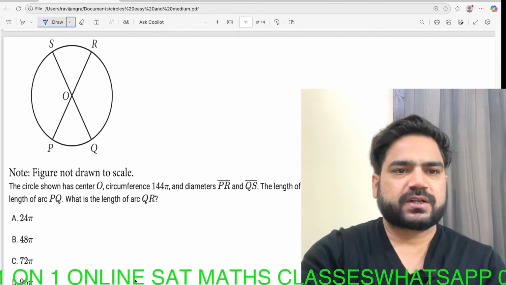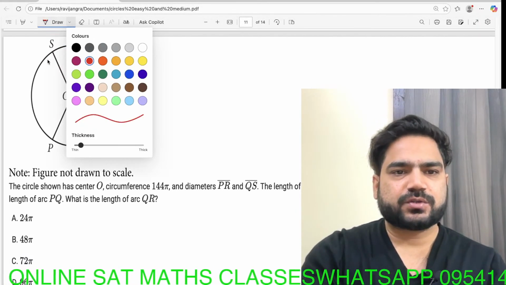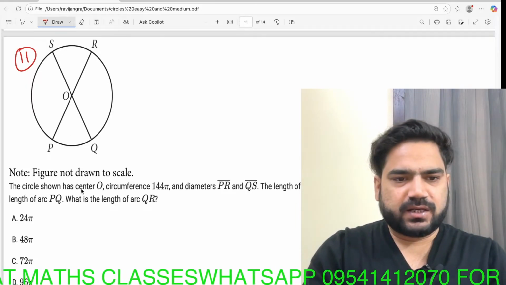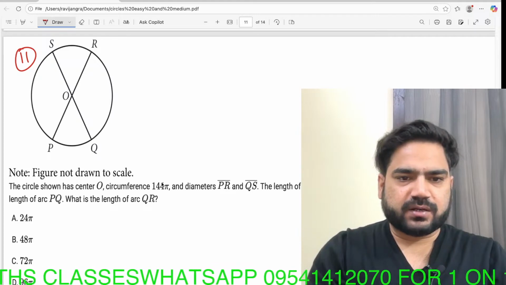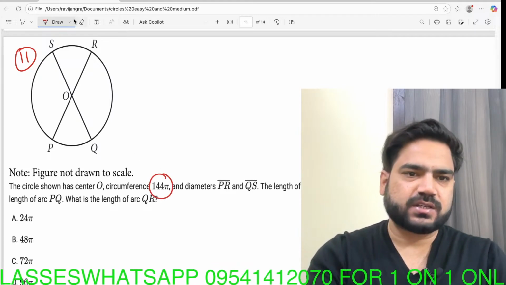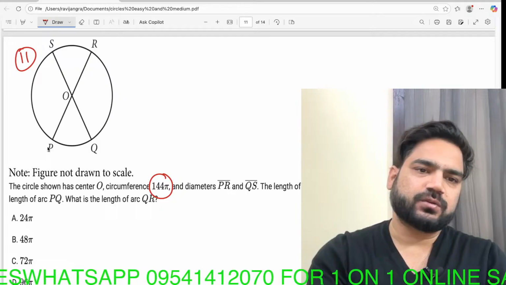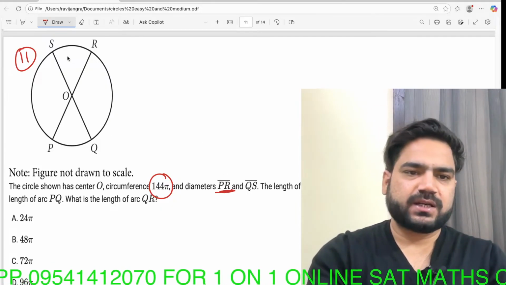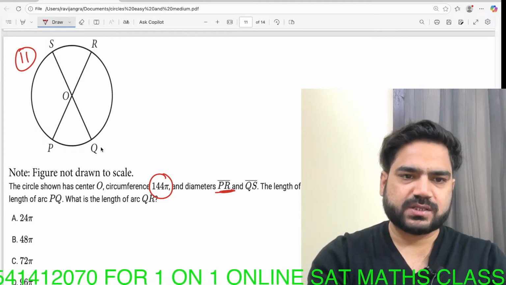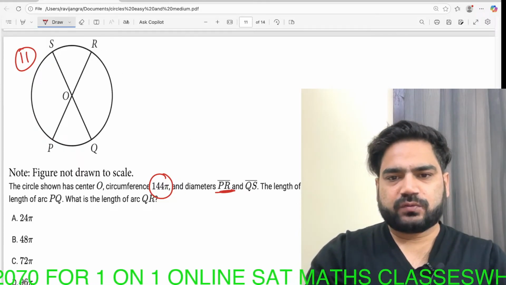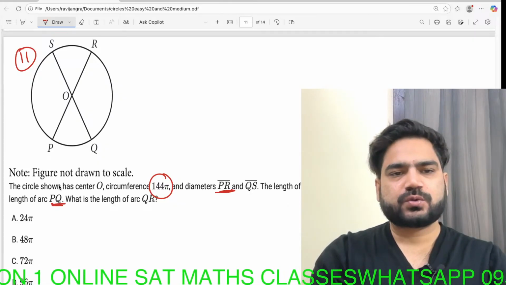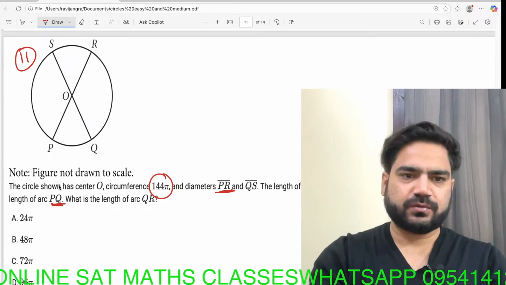So read this question, what they are saying in this 11th question. Basically, the circle shown has center O and circumference. Circumference is the complete length of the circle outside, and diameter PR. PR is one diameter and QS is another diameter, and the length of arc PS is twice the length of arc PQ. So in this question, basically we have four arcs.